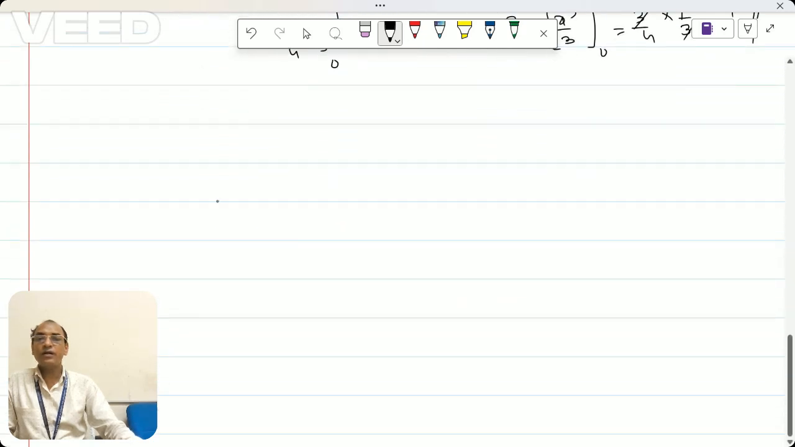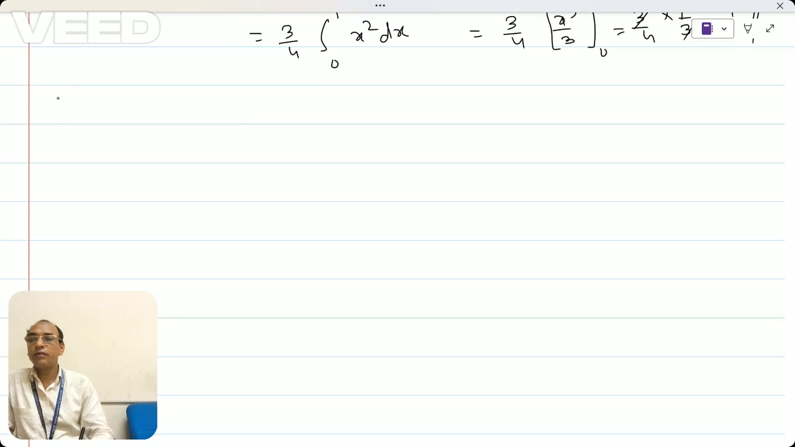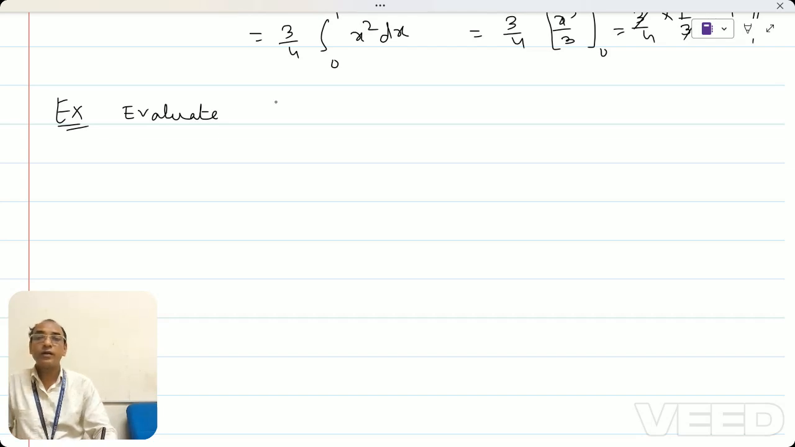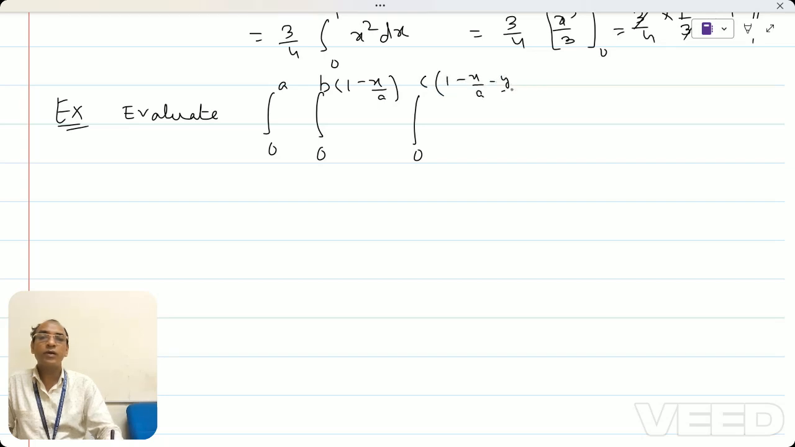Another example I will tell here is, evaluate integration 0 to a, integration 0 to b into 1 minus x by a, integration 0 to c into 1 minus x by a minus y by b.